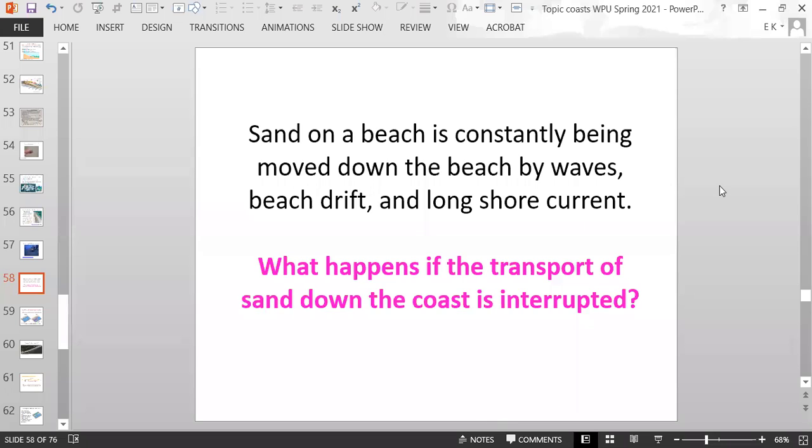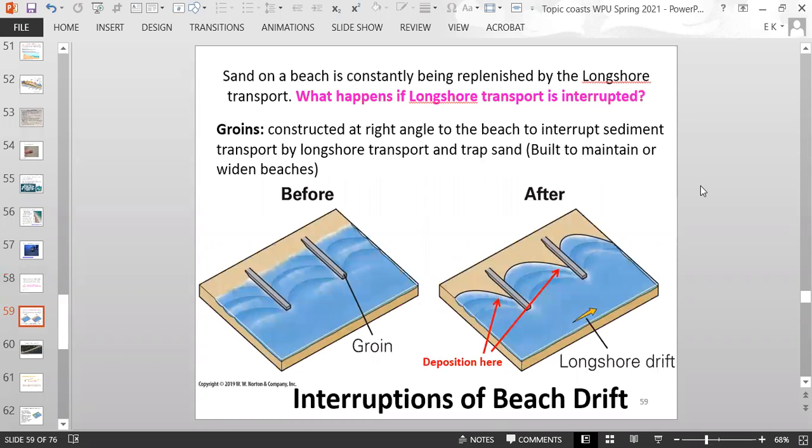So sand on a beach is constantly being moved down the beach by waves, beach drift, and longshore current. So what happens if the transport of sand down the coast is interrupted? So sand on a beach is constantly being replenished by the longshore transport. Okay, so the longshore transport in this diagram is going this way.